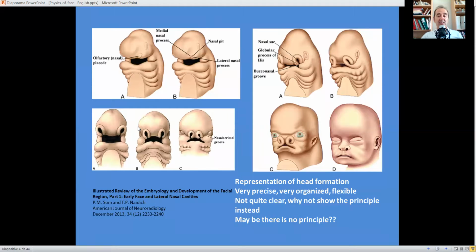Now, all this is very precise. It's very organized. It's sort of flexible because the embryo changes all the time. And of course, not two individuals are identical and not two animal species are alike. So there is a flexibility. But still, these plates are not quite clear because they don't show the principle of formation. Why don't they show you in the first place the principle of formation? So maybe it's not understood, or maybe there is no principle of formation.